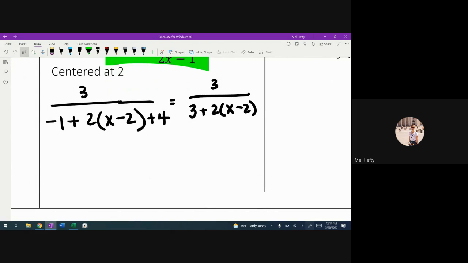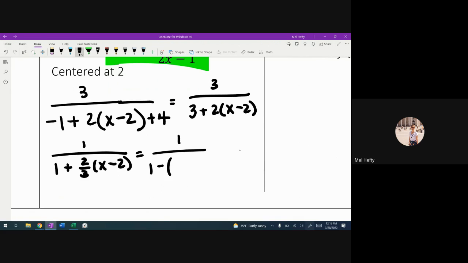I got to get the 1. So what should I be dividing everyone by? Multiply it by a third or divide everyone by 3. So we've got 1 over 1 plus, I guess I'll make it 2/3 x minus 2. Here, again, I really want to preserve the x minus 2 part of that. And now, don't let me forget it. What did I forget last time? The negative. So I'm going to make this 1 over 1 minus -2/3 x minus 2.